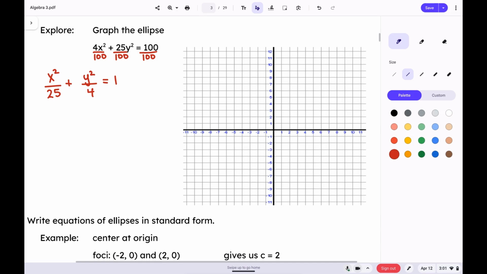Now I can start my process of figuring out my vertices, my foci, what's my major and my minor axis. Now the bottom numbers, 25 and 4, the larger of the two is always your a squared. So this time your a squared is 25 and your b squared would be 4. Since the a squared is underneath the x squared, this would mean that it's going to be a major horizontal.